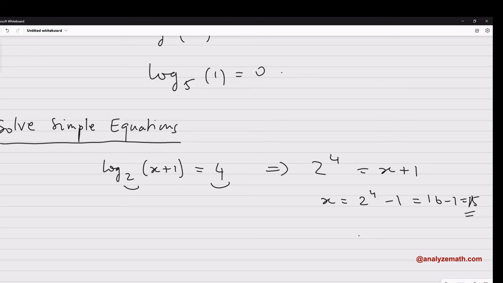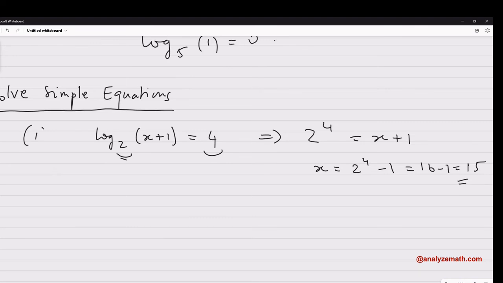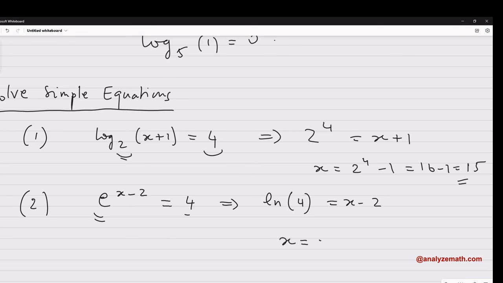So this is one way to solve simple logarithmic equations. This is example number one. Let's solve example number two. This time it's an exponential equation. Let's look at the equation e to the power x minus 2 equals 4. How do we solve this? We just rewrite it using the log. Now, this is base e. Remember, in base e, the log is written ln. So ln of 4. Now, I'm going from exponential into log. So ln of 4 is equal to x minus 2. And then I solve to find x equals ln of 4 plus 2. This is the solution.